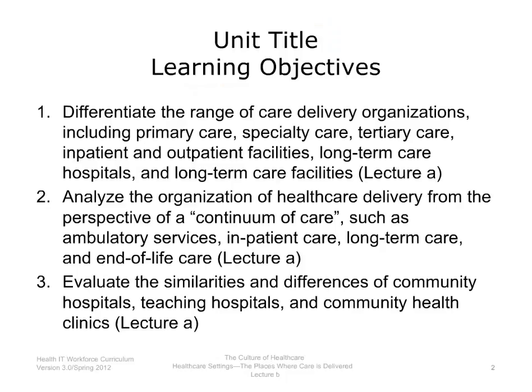The objectives for this unit, Healthcare Settings, the places where care is delivered, are to differentiate the range of care delivery organizations, including primary care, specialty care, tertiary care, inpatient and outpatient facilities, long-term care hospitals, and long-term care facilities. Analyze the organization of healthcare delivery from the perspective of a continuum of care, such as ambulatory services, inpatient care, long-term care, and end-of-life care. Evaluate the similarities and differences of community hospitals, teaching hospitals, and community health clinics.